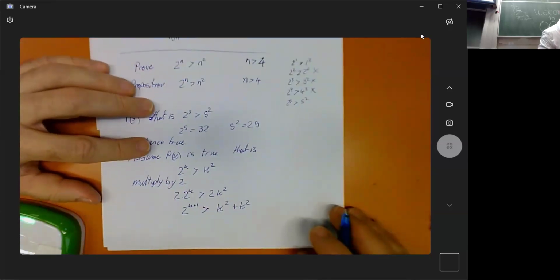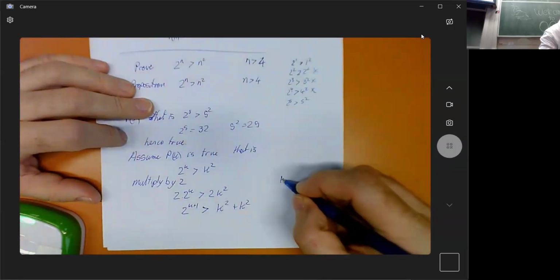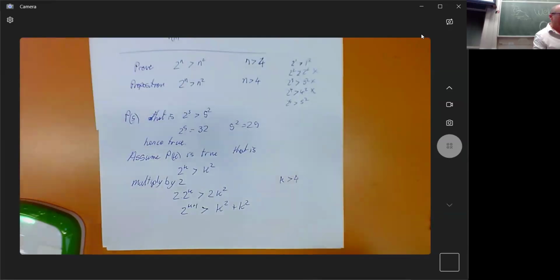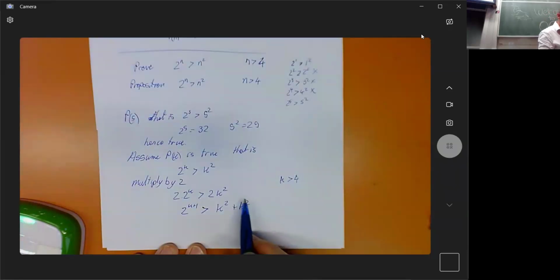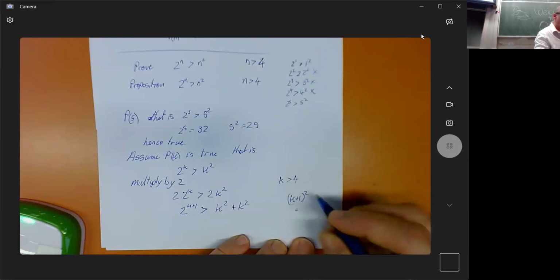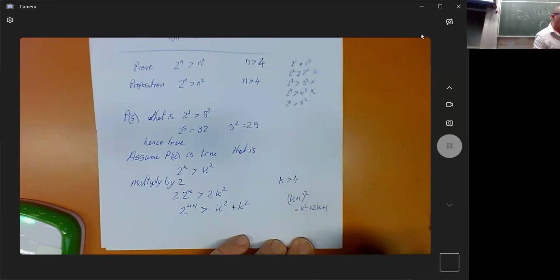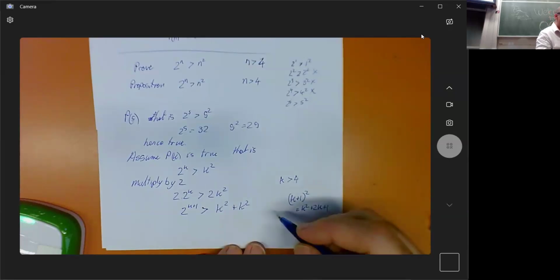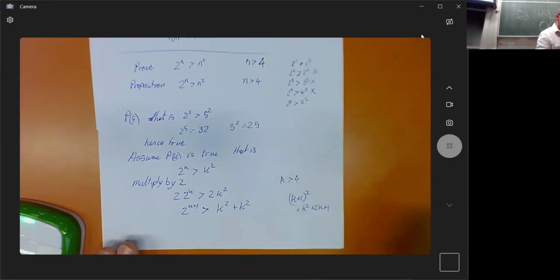Now, remember here that k is greater than or equal to 4. So I really want to show this is greater than. If I go off the side here, I'm going to go k plus 1 whole squared. That's going to be equal to k squared plus 2k plus 1. Ideally, what I want to show, this can be an interesting thing to do.